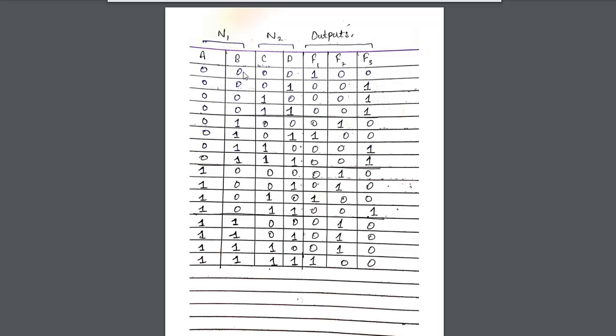So in places where n1 is equal to n2, like here, where A and B both are 0 and C and D are 0, they are equal. So I have put a 1 here. And in places where number n2, C and D is greater than the number n1, like here, I have put a 1 in F3. This is the basis on which this truth table is designed.